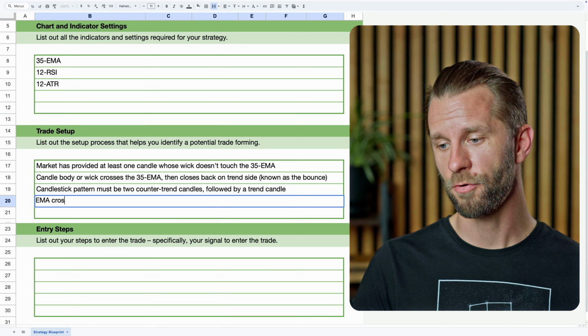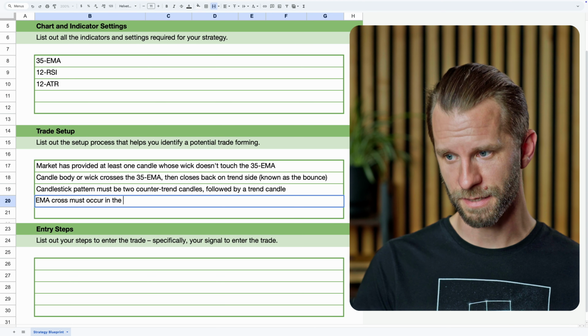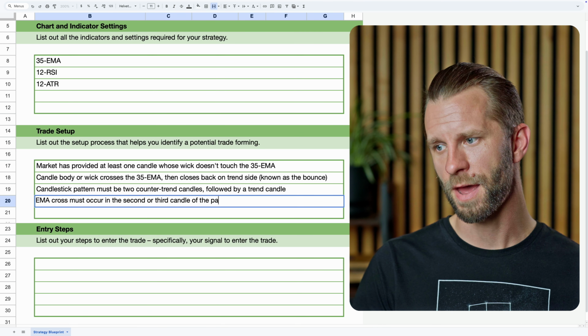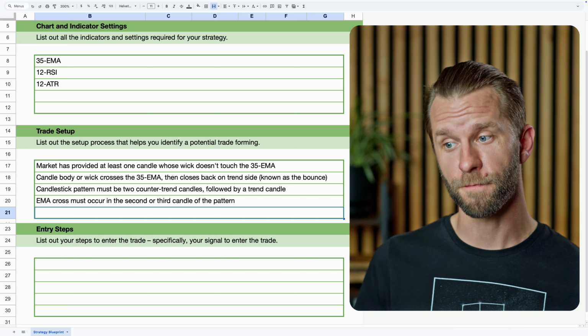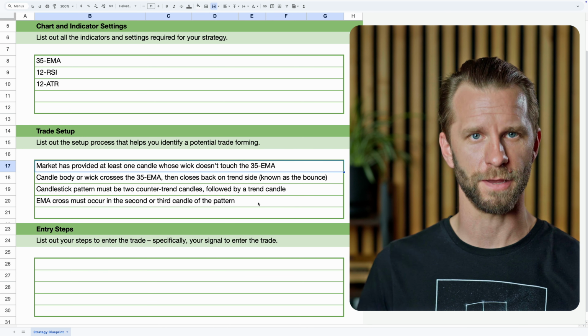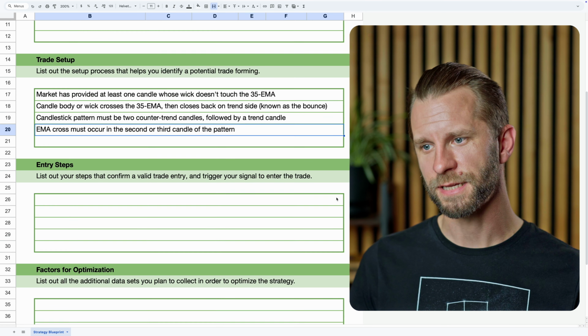Also, EMA cross must occur in the second or third candle of the pattern. This ensures that the first candle is this one here, which does not touch the 35 EMA. That is a good basis and is still broad enough to capture a lot of opportunities to identify a trade setup.